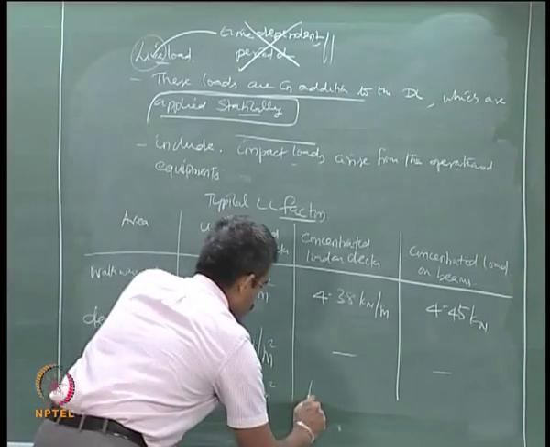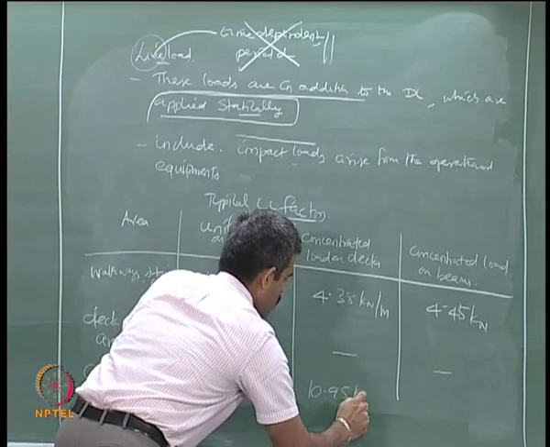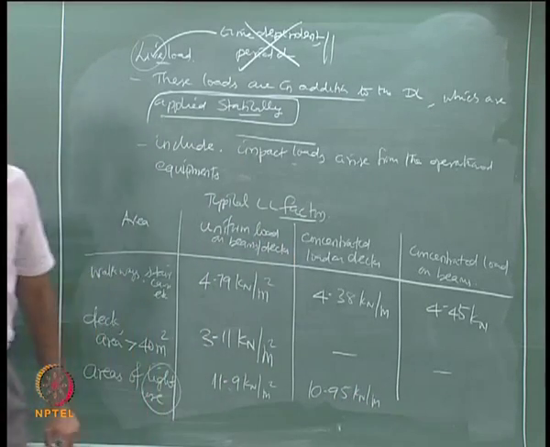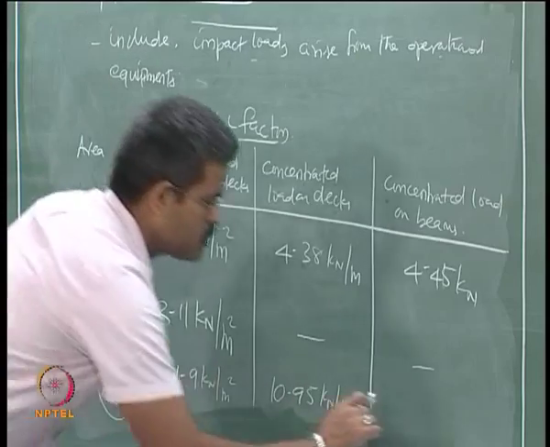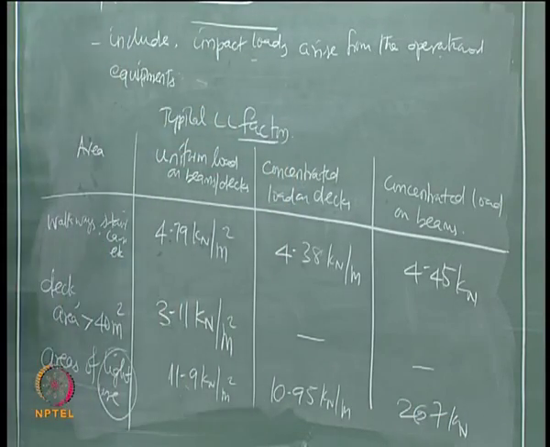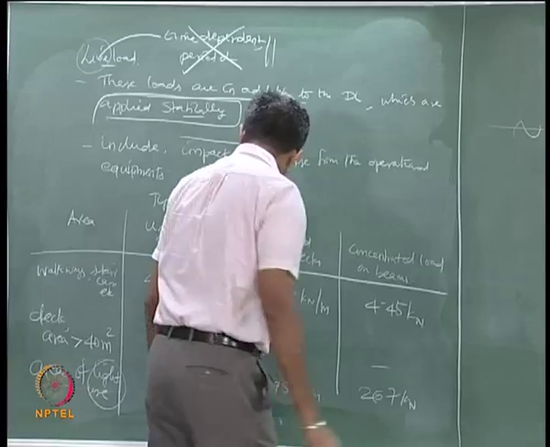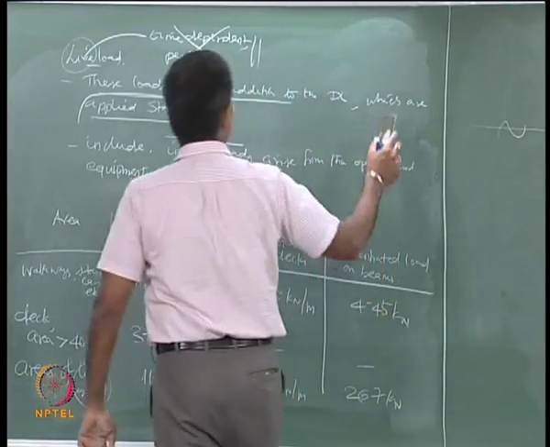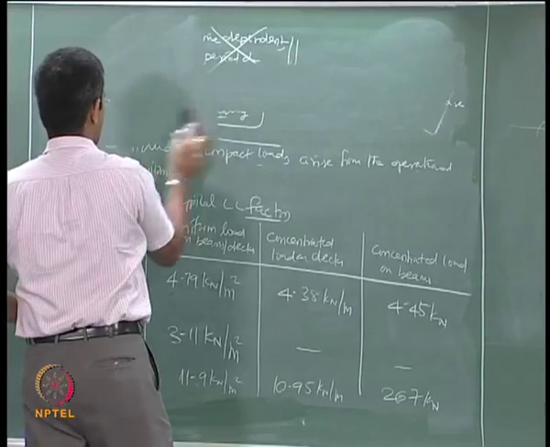This 10.95 kilonewton per meter, it is 267 kilonewton and so on. You have a reference for this. I wish to state the reference so that if you have made any mistake you can correct it.